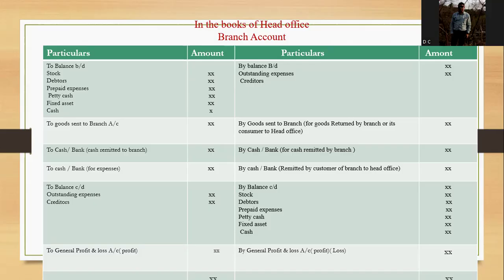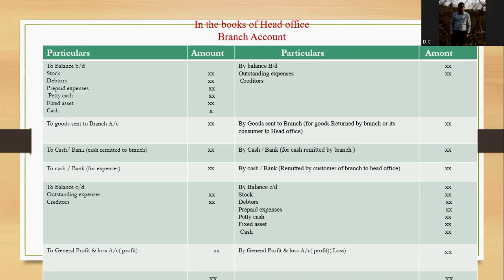Nowadays you have to write goods sent to branch for goods returned by the branch or its customers to the head office. Suppose some customers send goods directly to the head office, or the branch sends goods to the head office because the goods are rejected somehow. Then the head office again receives the goods. Sometimes cash is sent by the customer or branch to the head office. If the customer sends cash or cheque to the head office, then the head office again receives the cash. So cash or bank will be debited. Generally it will be cash or bank account debit to branch account.